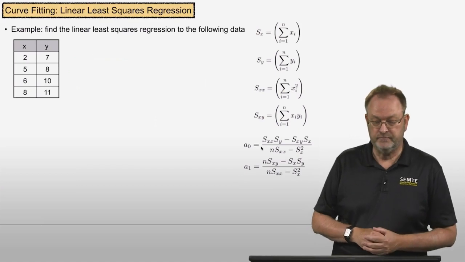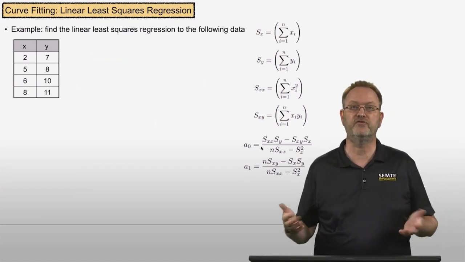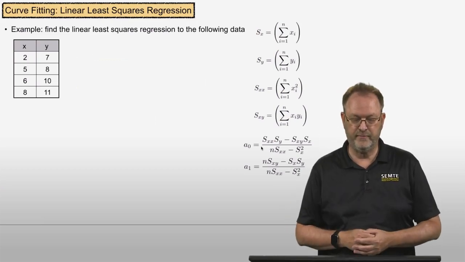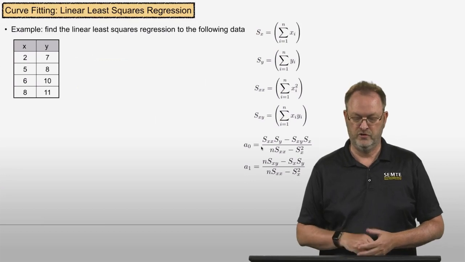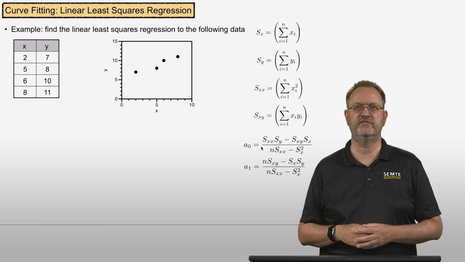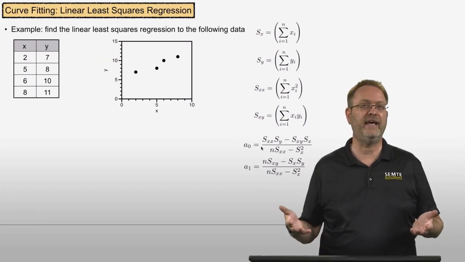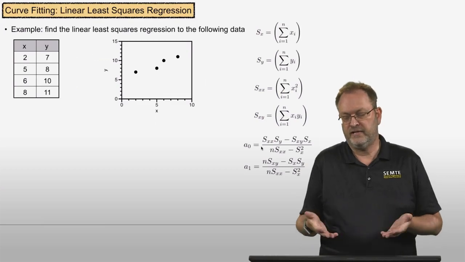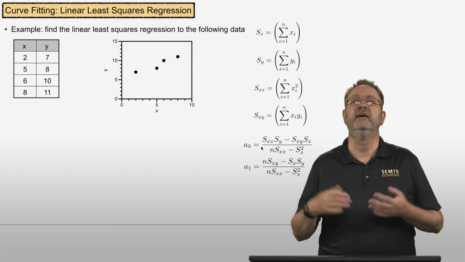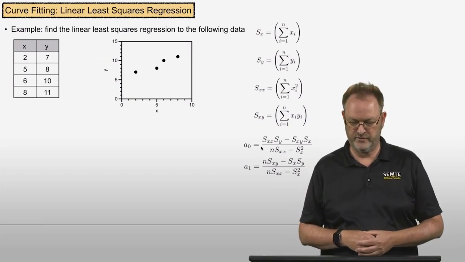So let's do an example. Let's find the linear least squares regression, the line, that fits the data given in the table here best. So we could start out by just graphing this data first, y versus x, and you'll see that those 4 data points don't actually lie on a single line. So we're tasked with finding that line that best fits this data, that minimizes the squares of the residuals.